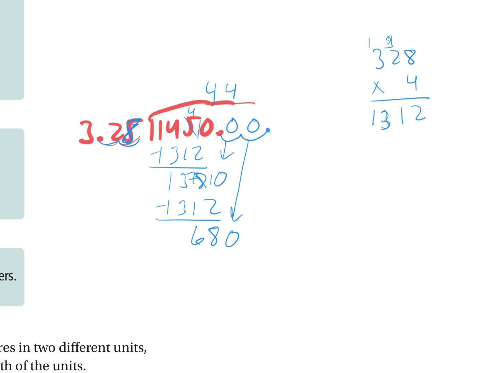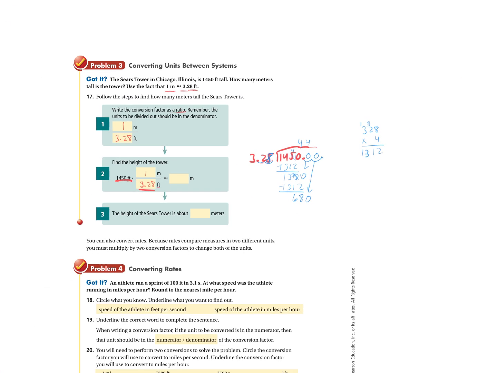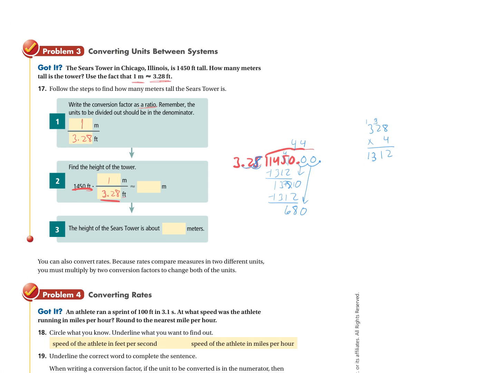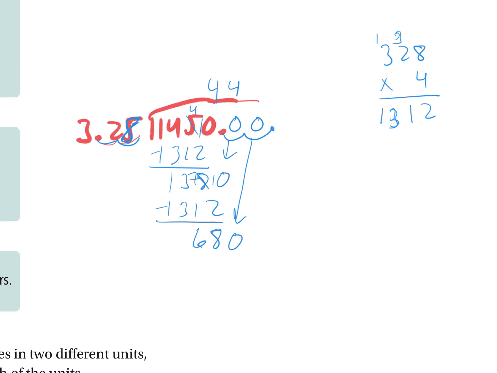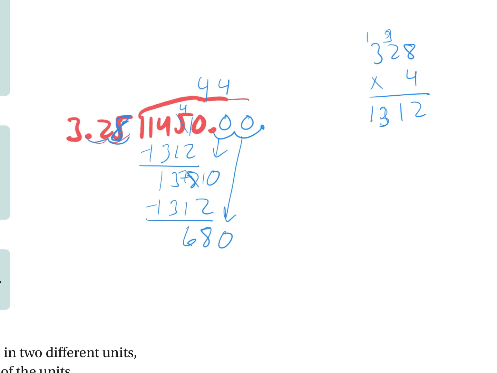Let's round to the nearest meter. After this one, let's just round it. So 680, it looks like 328 could go into 680. I would say 2 times, but we can check. So 328 times 2: we get 16, and then 2 times 2 is 4 plus 1 is 5, and then 2 times 3 is 6. 656 looks like it works.